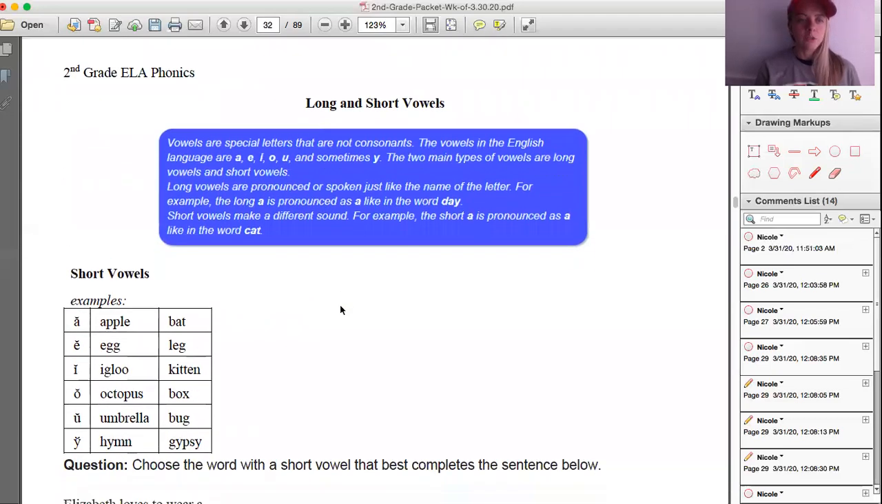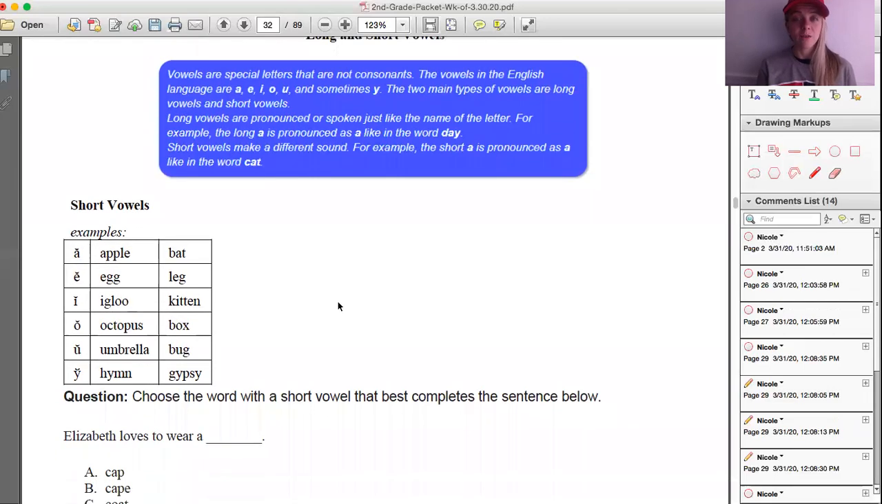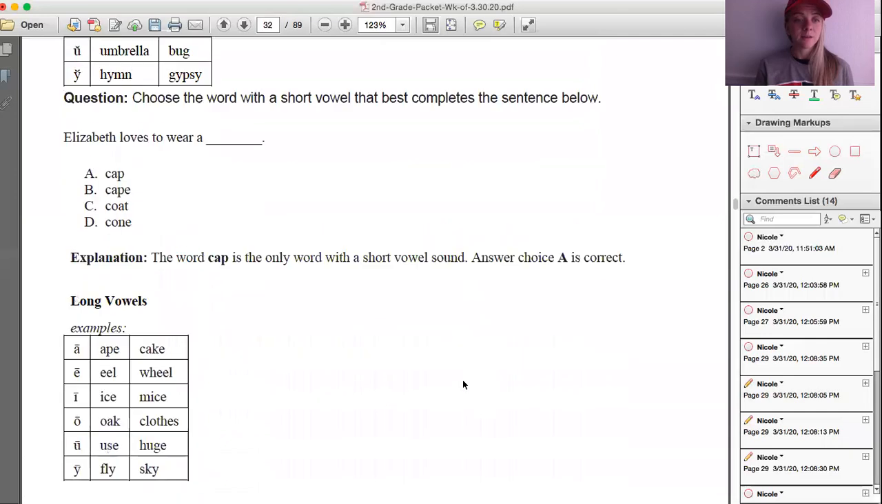Moving on to long and short vowels, you know that long vowels say the letter. So the long A says A, the long E says E, the long I says I. The short vowels: A says a, E says eh, I says ih, O says ah, U says uh.